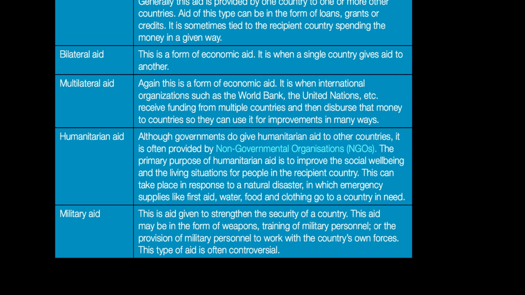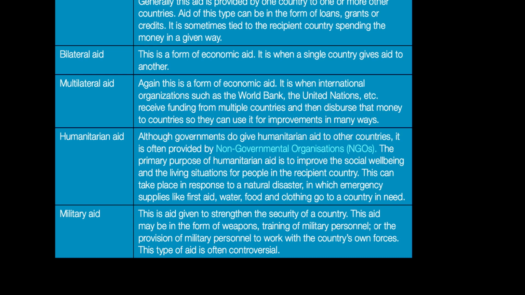Then comes humanitarian aid, which is where aid is given for a reason, like for example helping the poor of the country or helping the situation. For example, if there's a natural disaster like floods, then emergency supplies like first aid, water, food and clothing can be given to a country in need, and this can be given by the NGOs, the non-governmental organizations, but it could also be given by another country in the form of direct aid.